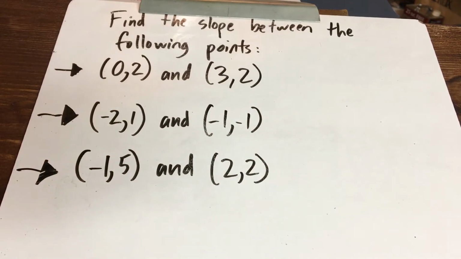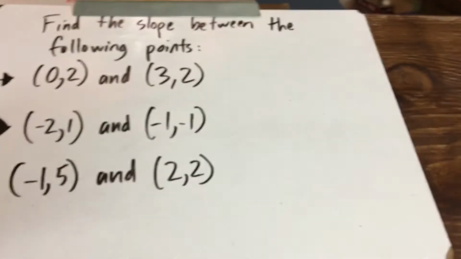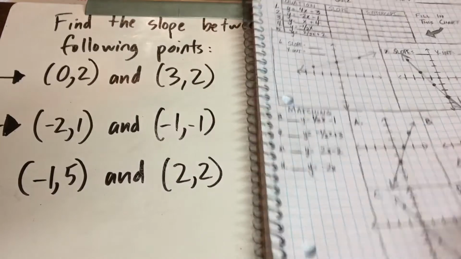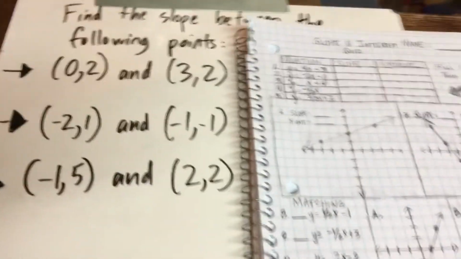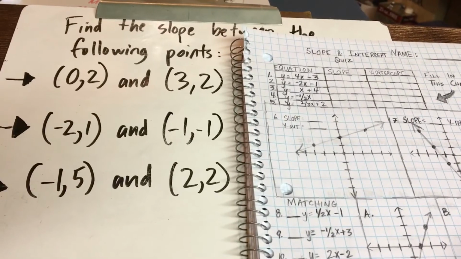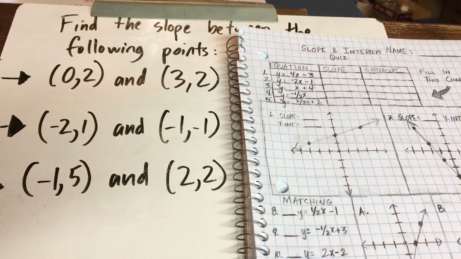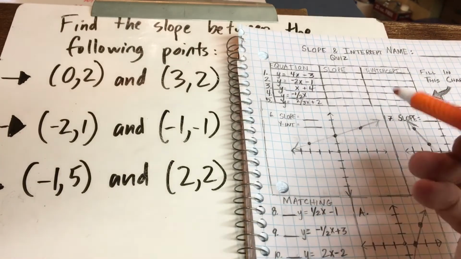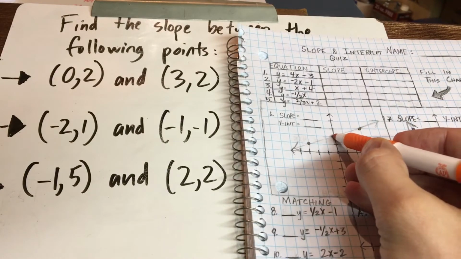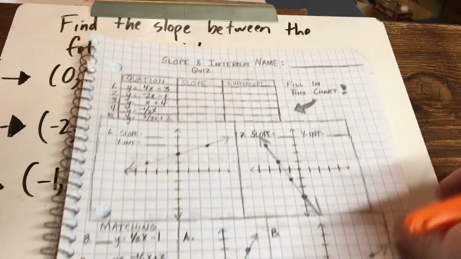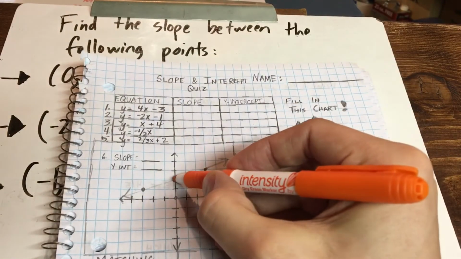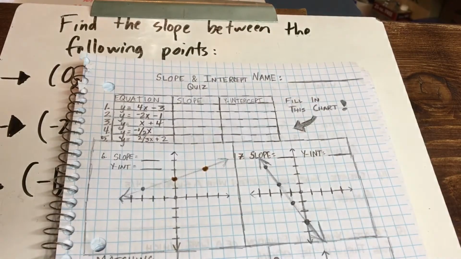Luckily, I have this assignment already. I grabbed this notebook from school. Oh, apologize about that, knocked my phone over. So like if you look at my first example, I have find the slope between 0, 2 and 3, 2. If you look at my graph right here, 0, 2 and 3, 2. How do you find the slope between these 2 points? Between 0, 2 and 3, 2. We just count the squares, right?